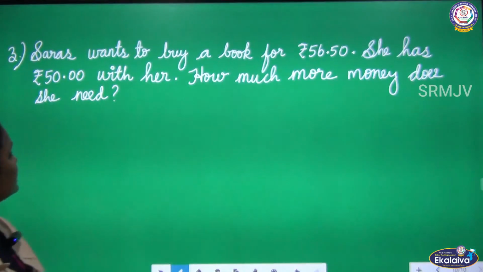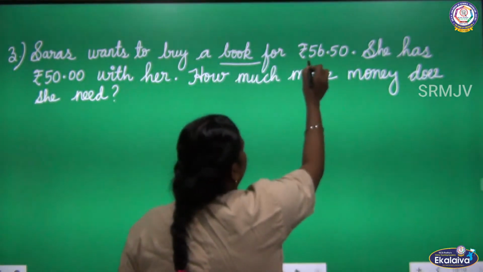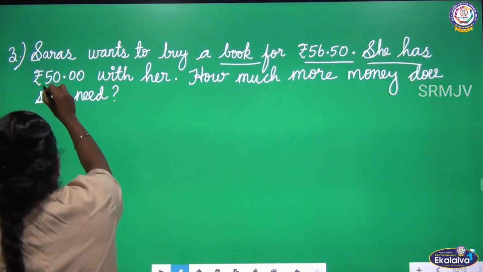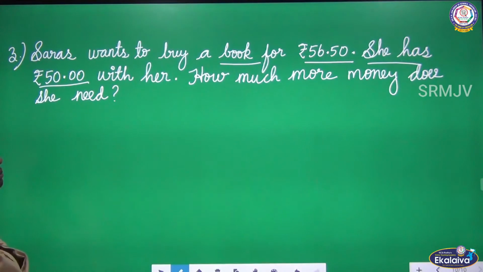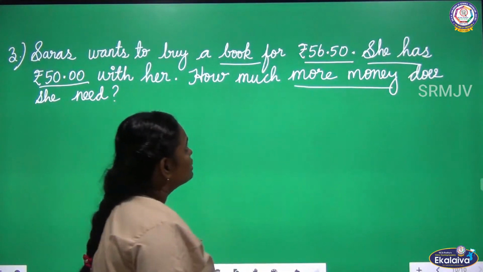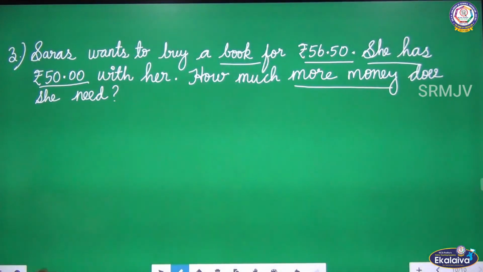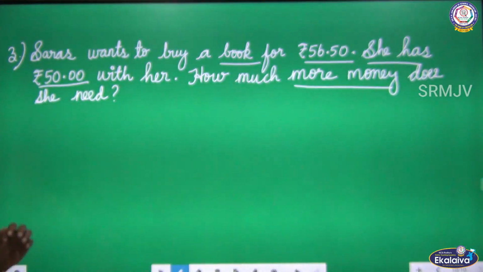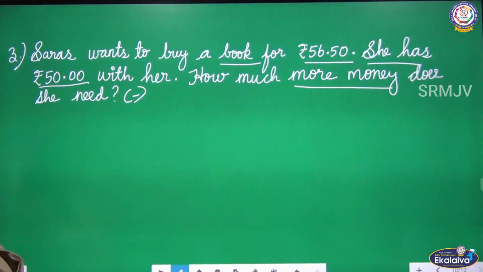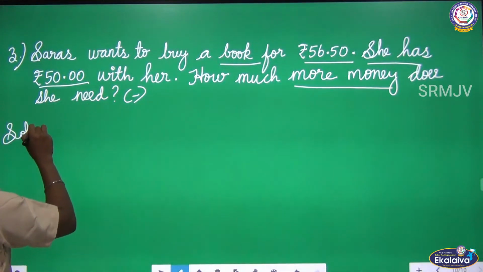Next one, Saras wants to buy a book for 56 rupees 50 paise. She has 50 rupees with her. How much more money does she need? So the cost of a book is 56 rupees, but she has only 50 rupees. So how much money does she need? So what do we have to do? We have to subtract and then we are going to find the answer. So write solution, children.